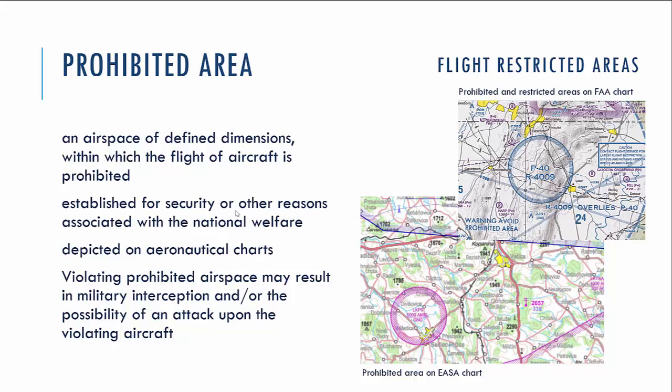Those areas have designators, and usually this designator contains the symbol P, which means a prohibited area, and the country designation code. As an example, LK is the designator for the EASA country, P stands for prohibited, and 40 could be the code of this particular prohibited area.